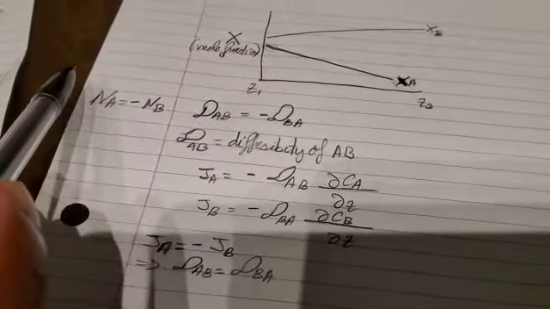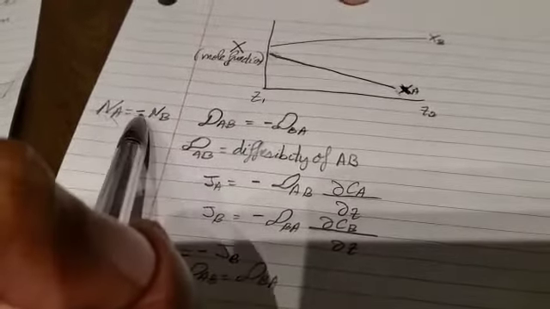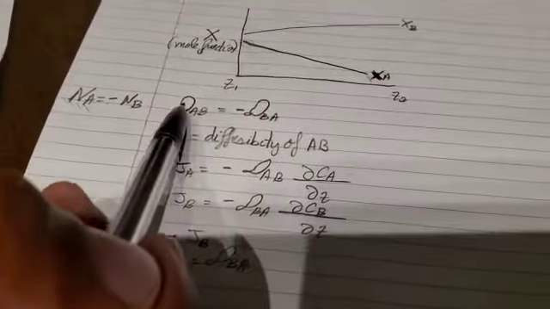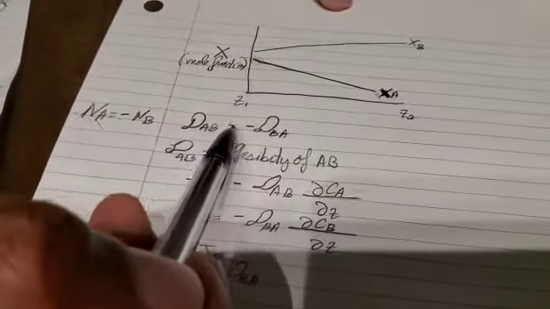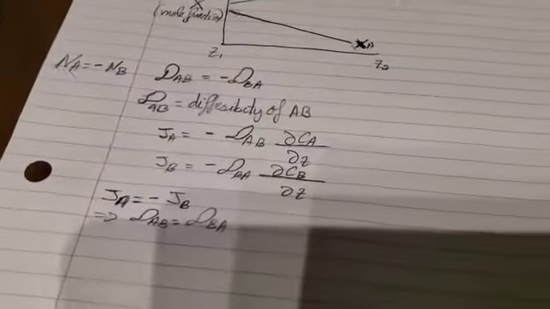Then here we can note that the net molar flux of A is equal to the negative molar flux of B, and the diffusivity of A in B is equal to the diffusivity of B in A. So we have it right here. This is it. Thank you very much.